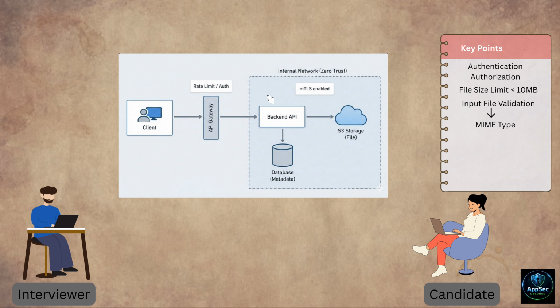Allow list file extensions. Validate MIME type. On the back end, I will check the MIME type and magic numbers to ensure the file is actually an image or PDF. Rename files. I will rename the file to a random UUID. This prevents path traversal attacks where an attacker tries to overwrite system files.